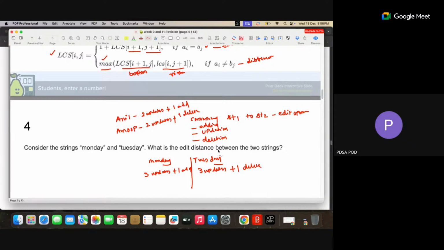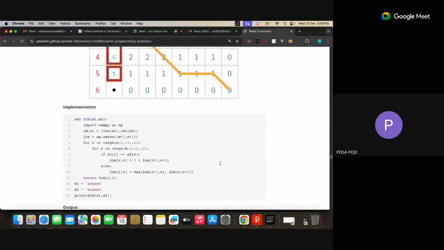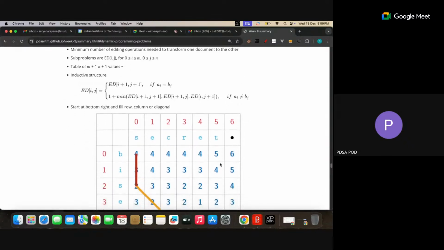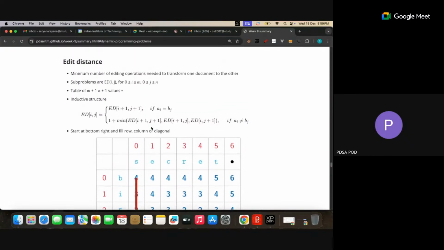Usually we do this with a simple string, like Monday and Tuesday, or Anil and Anup, which are easy to understand. Generally we give it this way, but sometimes we give a complex string and ask you to find the edit distance between the two strings. In that case, again you have to look at the inductive structure of edit distance. Here we take strings like secret and bisect. To convert secret to bisect or bisect to secret, how many edit operations do I need to do?